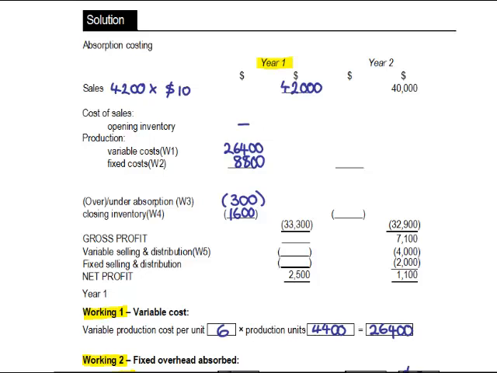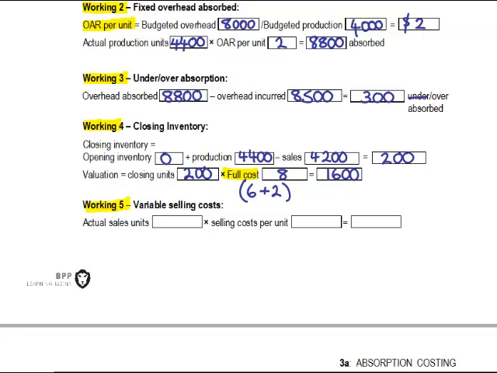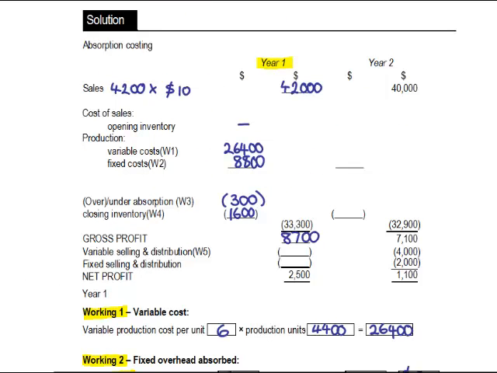So the gross profit is 42,000 minus that, which is 8,700. And all we've got left to do is the non-production cost. So the first one is the variable selling and distribution, which is in working 5. Now this is variable, but it's variable against the sales units. Now we actually sold 4,200, and the selling and distribution variable cost is $1 a unit. So that's 4,200 in total. So let's pop that in there. And finally we've got our fixed selling and distribution, which we're told was $2,000. And that should all come to $2,500 net profit, which it does.